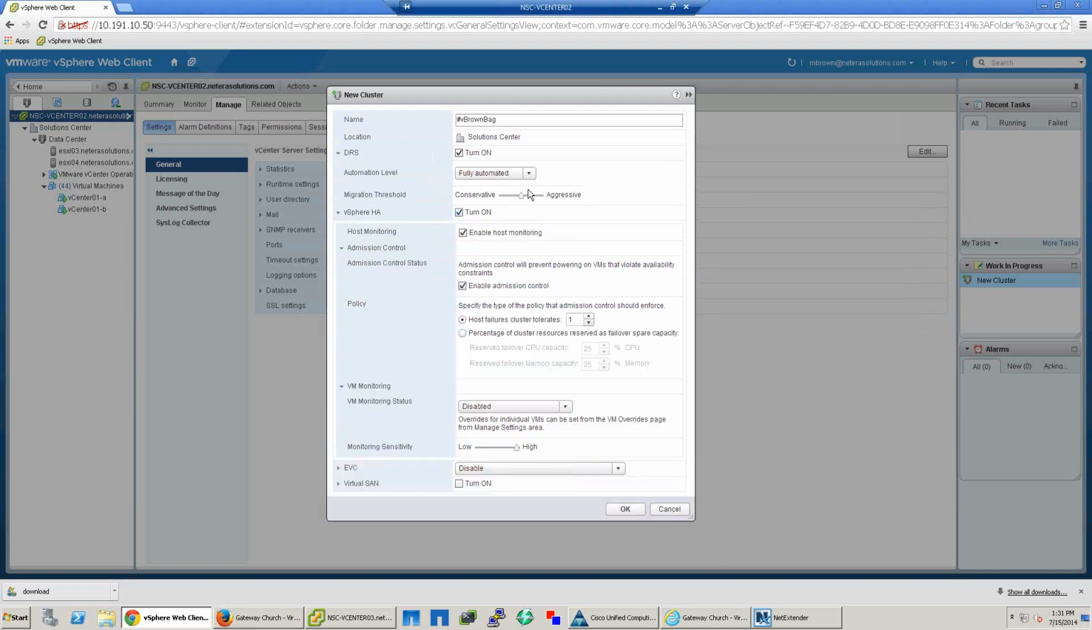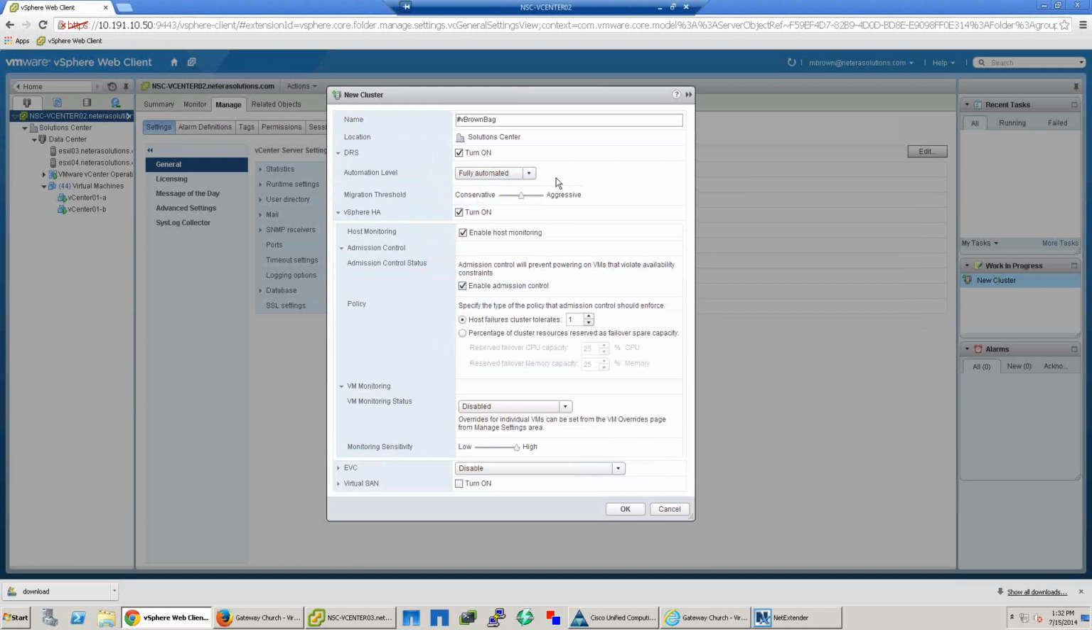With regard to DRS, we have a few options here we'll get into shortly. We can choose the automation level, which will tell us if DRS is going to run fully automated and do all the work on the back end, or if it's going to run partially automated and just give us some idea of what would help with regard to moving VMs around, and manual, which would only give us suggestions.